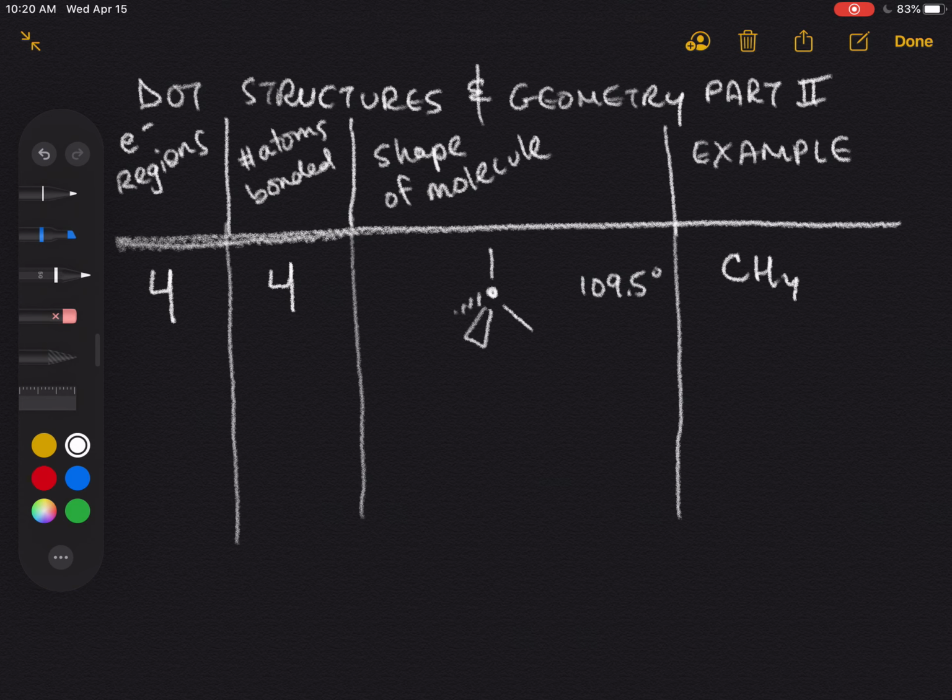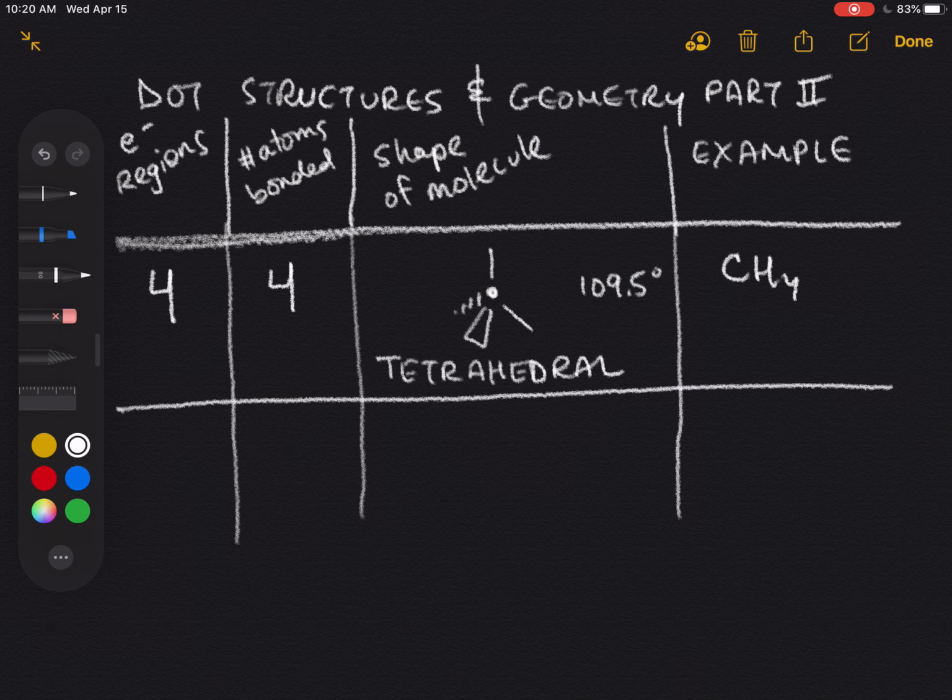And then this pyramid shape here has a name, and that name is tetrahedral. So it's four regions of electrons and four atoms bonded, and methane is a good example of that. So let's say that we have four electron regions and three atoms bonded. A good example of this would be something like ammonia.